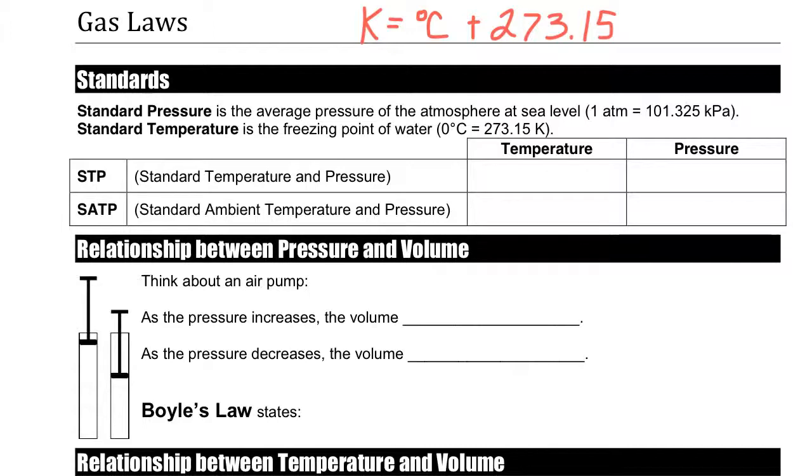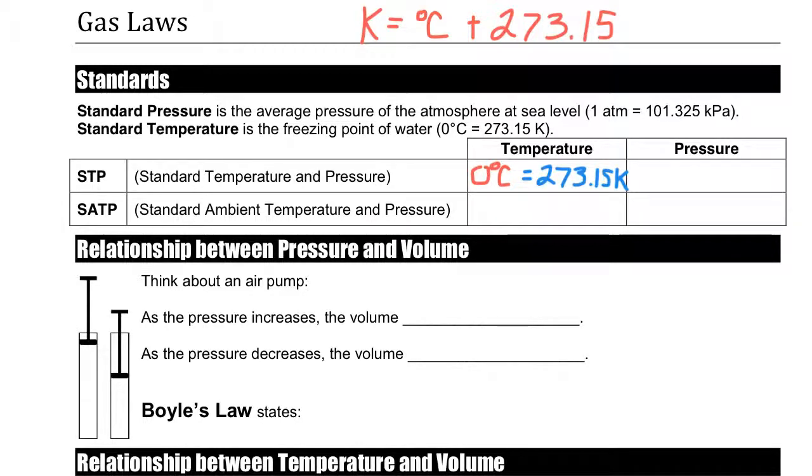The reason we need to do this is because when we start to perform calculations involving these relationships between pressure, volume, and temperature, we can't have negative values. Because the Celsius scale can involve negative temperatures, we need to convert it to a different temperature scale that does not have negative values. That's where the Kelvin scale comes in. Basically, all you have to do is take whatever your temperature is in degrees Celsius and add 273.15. That's how you change to Kelvin.